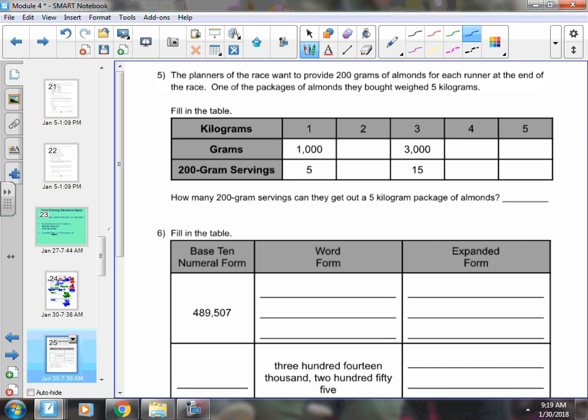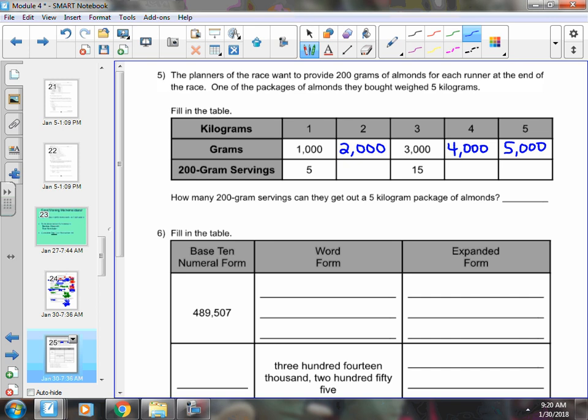Okay, so look at the table. The table shows how many kilograms, and let's first change that to how many grams. There are 1,000 grams in a kilogram. So 1 kilogram is 1,000 grams. 2 kilograms is 2,000 grams. 3 kilograms is 3,000. 4 kilograms, 4,000 grams. And 5 kilograms, 5,000 grams. And I basically want to know, if you divide by 200, what do you get? Or how many 200s fit into each of these numbers?